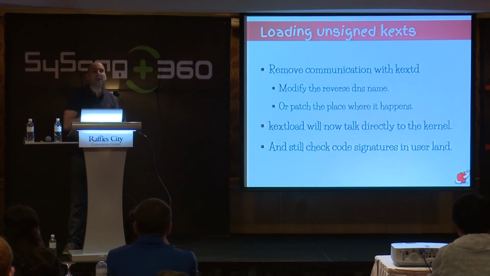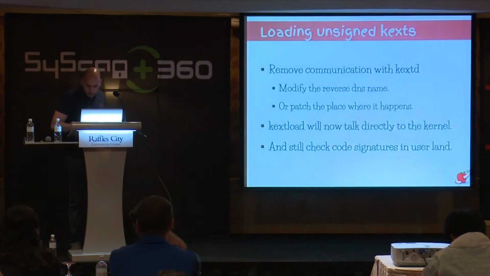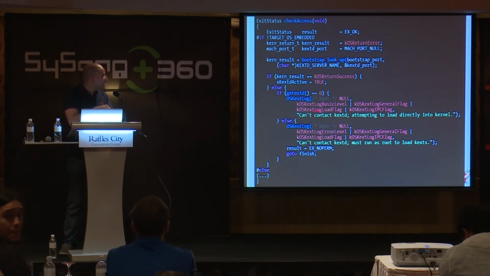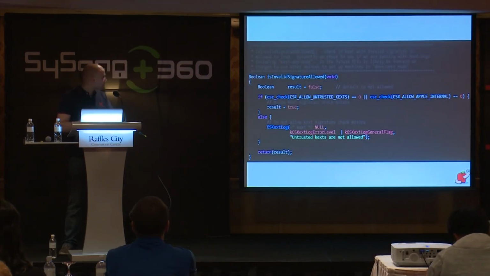Since we control the kext load, and the code signatures are still made in userland, we just control the process, we patch the right places, and we can load any code into the kernel. This is basic. Let me show this up. This is the source code for the kext load. You can see if we patch the condition here, it will say I cannot talk to the daemon, so I will try to talk directly to the kernel.